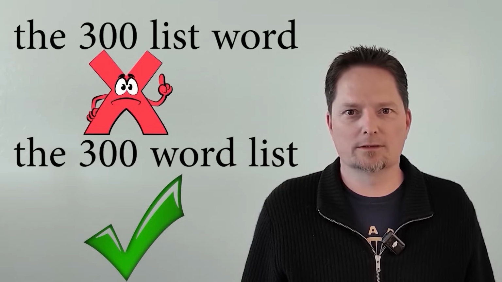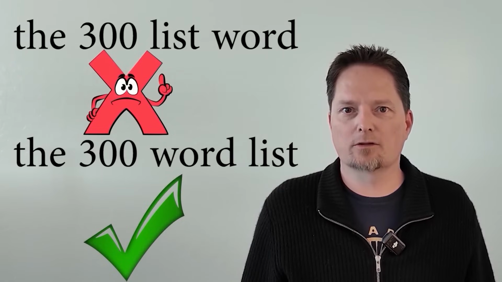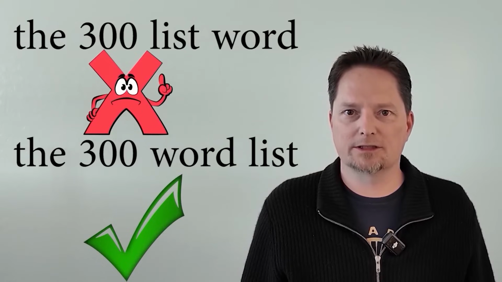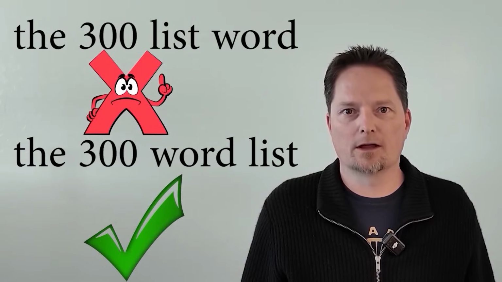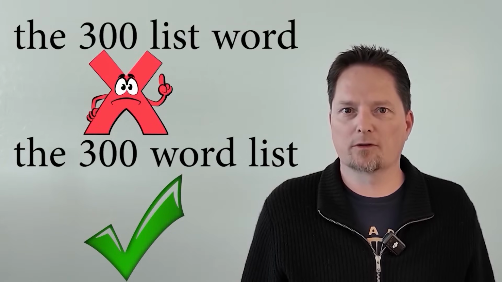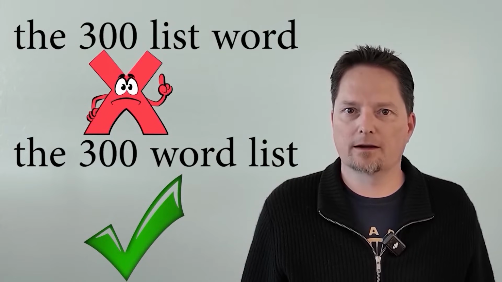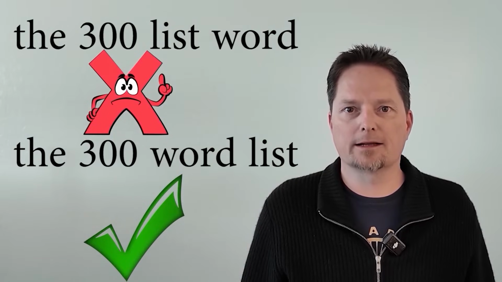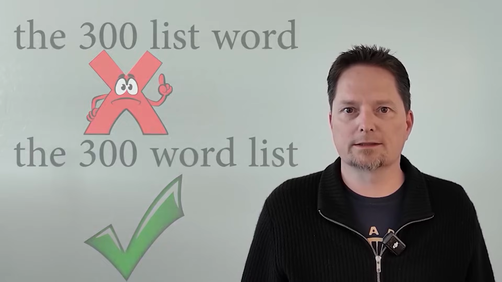List word? This is not correct. He means you can get the 300 word list there. 300 word functions as an adjective. There's no S, it goes before list. The 300 word list. Not the 300 list word, and not the 300 words list, but the 300 word list. You can get the 300 word list there, with the link. By clicking the link, you can get the 300 word list.